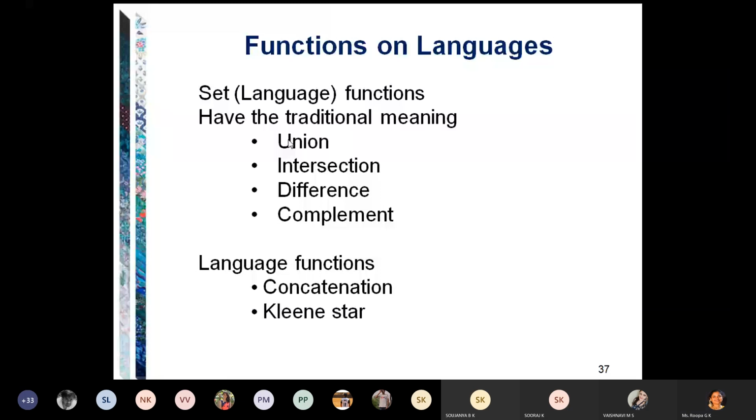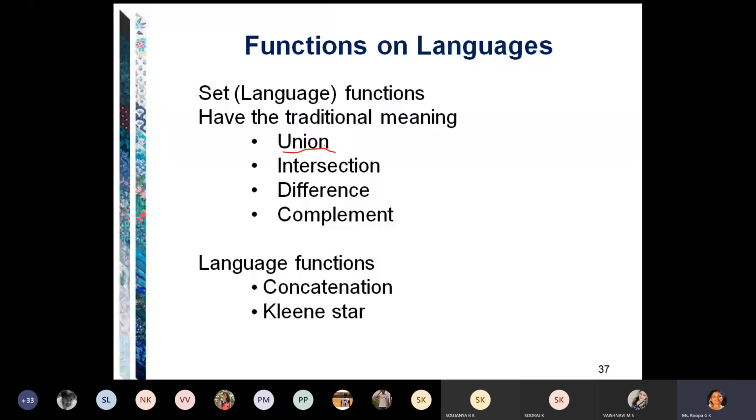What do you mean by union? Union means the resultant language consists of the strings belonging to language 1 as well as language 2. For example, if we have language 1 as even number of A's and language 2 as odd number of A's, then the union of the two languages L1 and L2 may contain either odd or even number of A's. Some other examples I will show you in the next slide.